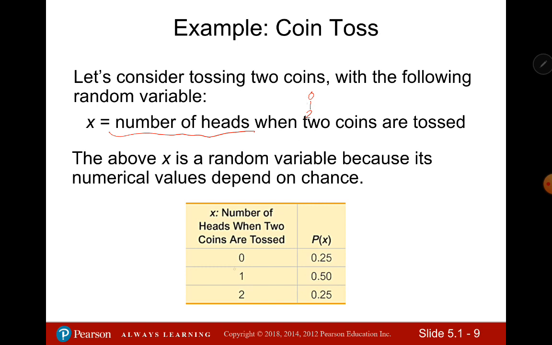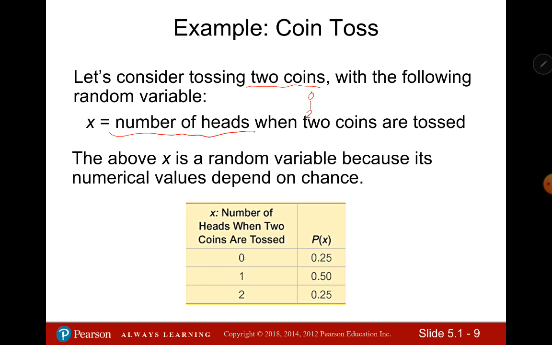And we already know we only have 3 possible values: 0, 1, 2. These are 0 heads, 1 head, 2 heads, because we only toss 2 coins, right? Then we list all the possible values in one column, called the x value, random variable x. We list all of the possible values, 0, 1, 2. And in another column, we should list the corresponding probabilities.